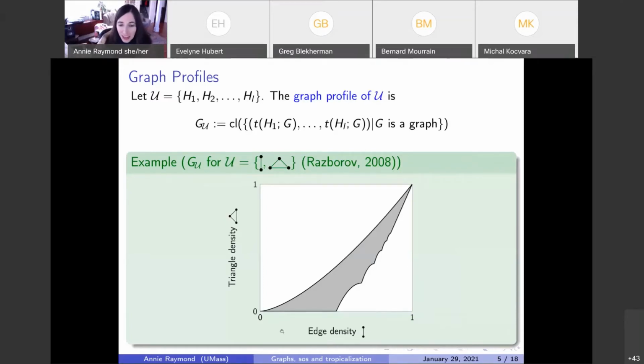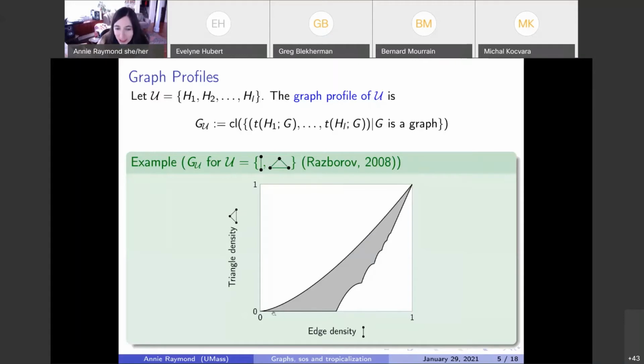So on my x-axis, I have my edge density, and on my y-axis, I have my triangle density. And so any point within my gray region means that I am arbitrarily close to the edge density and triangle density of some graph G. If I'm outside of the gray region, that means that there is no graph G that can come arbitrarily close to that point in terms of densities.